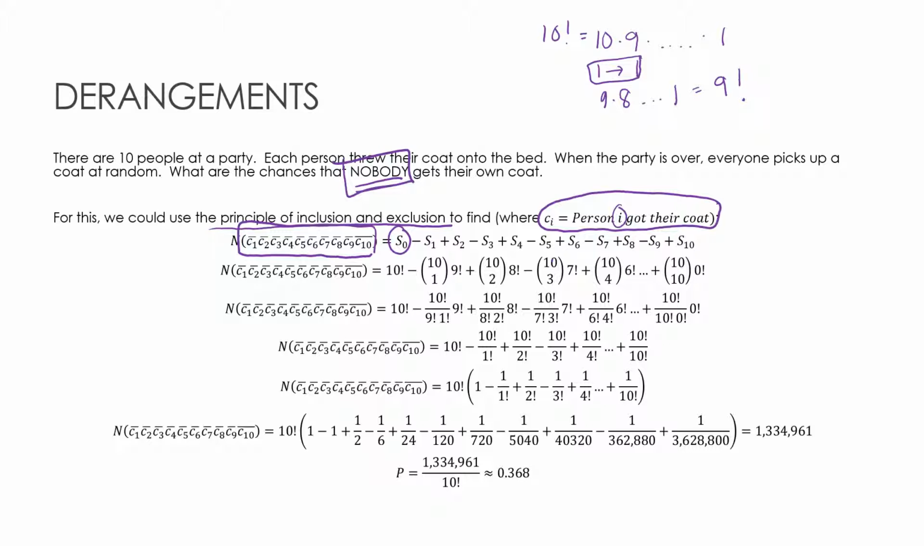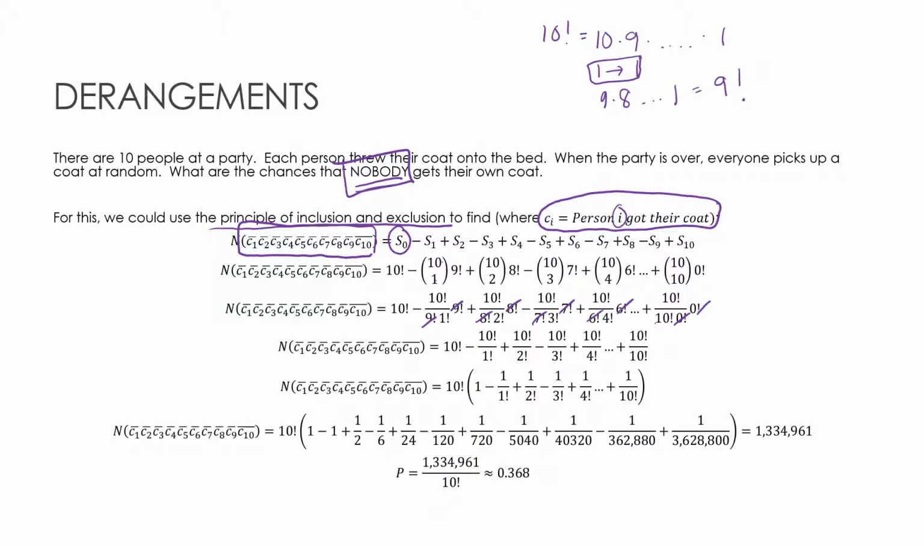Now, from here, I really just did some math to simplify. 10 choose 1 is the same as 10 factorial over 9 factorial, 1 factorial. 10 choose 2 is the same as 10 factorial over 8 factorial, 2 factorial. Now, why did I do this? Well, because I did this problem ahead of time, and I know I'm going to end up with a handy-dandy little cancellation.